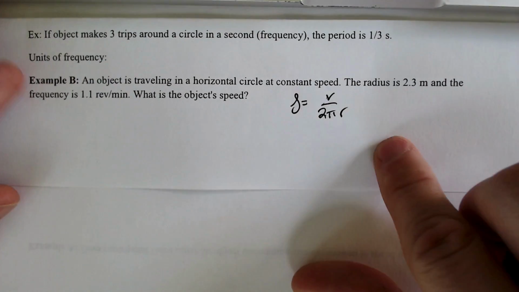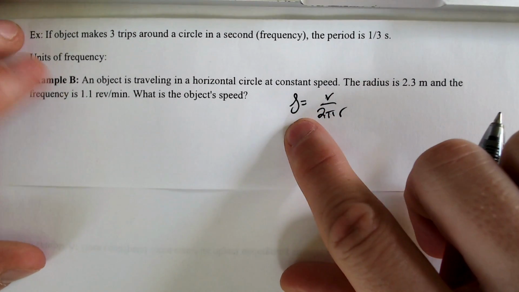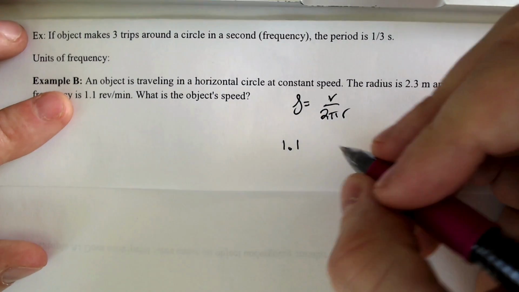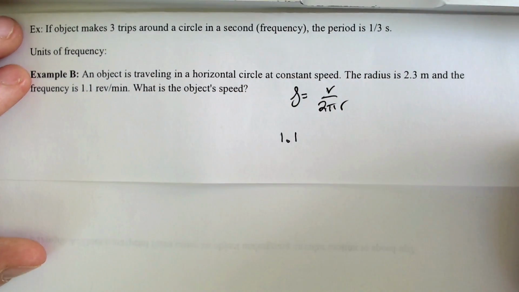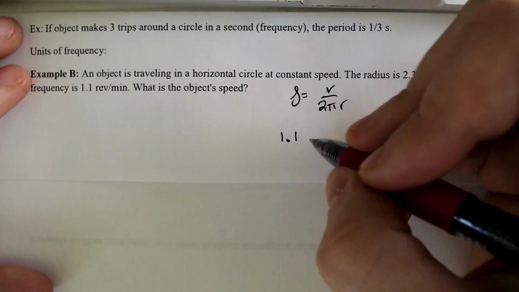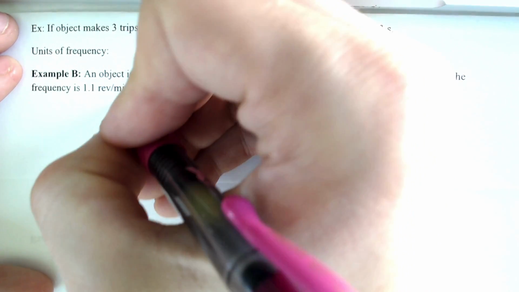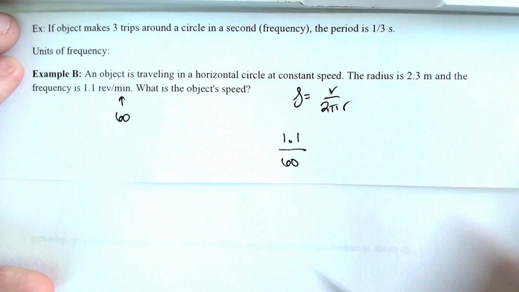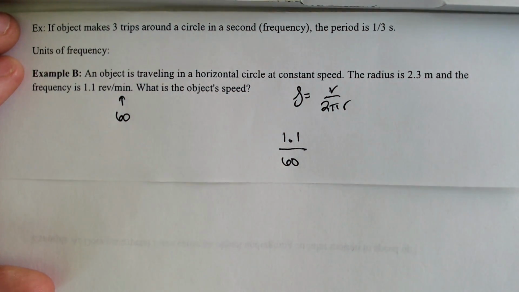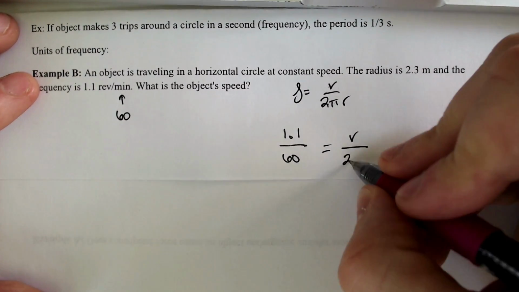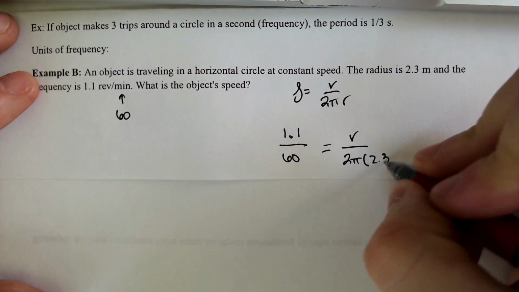All right, let's do that. So v is what we're looking for. Frequency is 1.1 revolutions per minute. How many revolutions per second would that be? You just divide by 60, because if you want to turn minutes into seconds, there are 60 seconds in a minute. So 1.1 over 60 equals v over 2 pi times 2.3 meters.